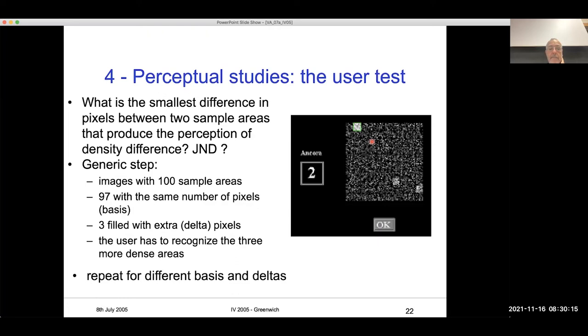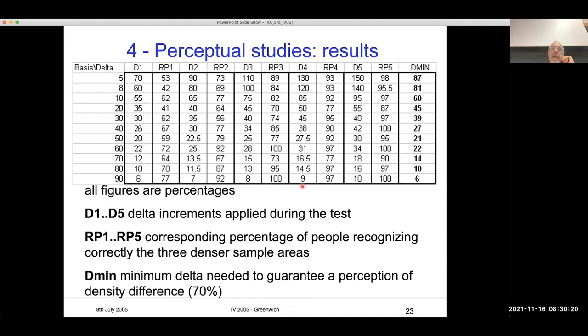And iterating, we came up with these results. Here, all the numbers are percentages because we were looking for results that are independent from the size of the sample areas. So here we have the bases, 5%, 8%, 10%, and so on, filling the background with that percentage of pixels. And this is the first increment we did. For instance, we filled the sample areas with 5% of the pixels, and we incremented three areas with 70% more pixels.